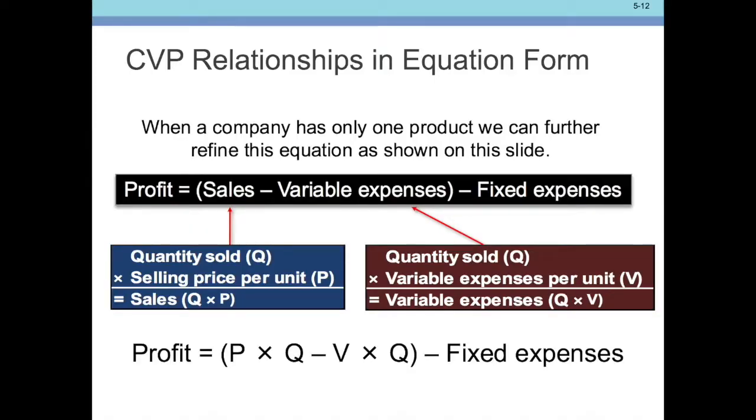But if we break that formula apart a little bit, we can see that sales is quantity sold times the selling price per unit. That's sales is Q, quantity, times P, price. And of course variable expenses is quantity sold times variable expenses per unit. So profit equals P times Q minus V times Q minus fixed expenses. Well, this is just rearranging the numbers. We can look through the algebra a little bit too here.